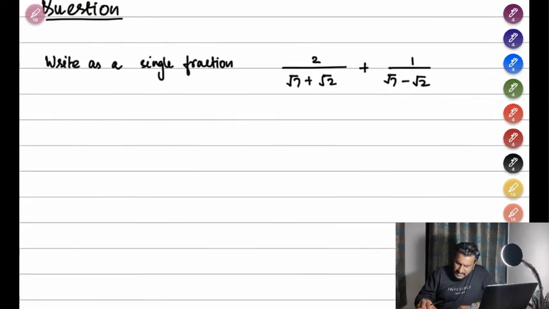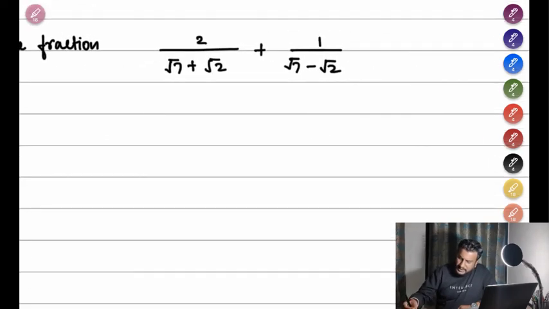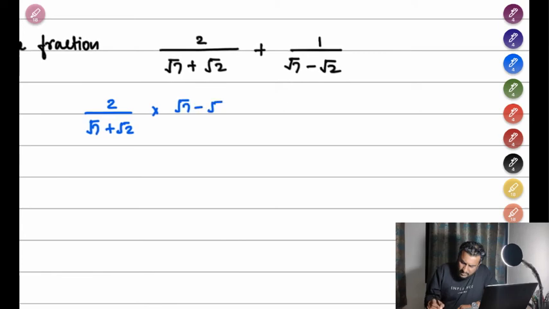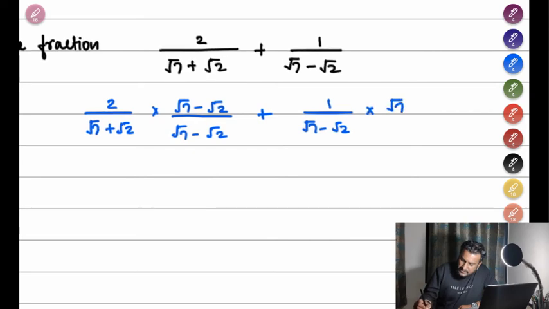What is this? Write as a single fraction. So we need to write this given expression as a single fraction. What you can do is individually rationalize each fraction and at the end add them up. I'll be doing it simultaneously. For the first fraction, the denominator is root 7 plus root 2, so my conjugate would be root 7 minus root 2. For the second, the denominator is root 7 minus root 2, so my conjugate would be root 7 plus root 2.